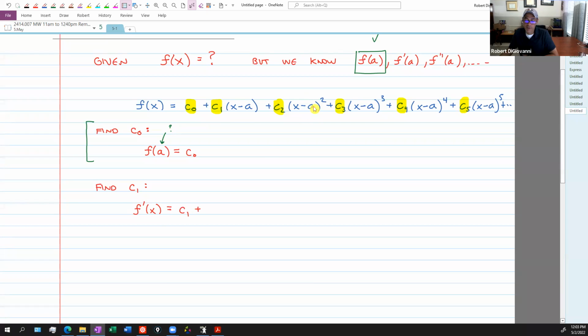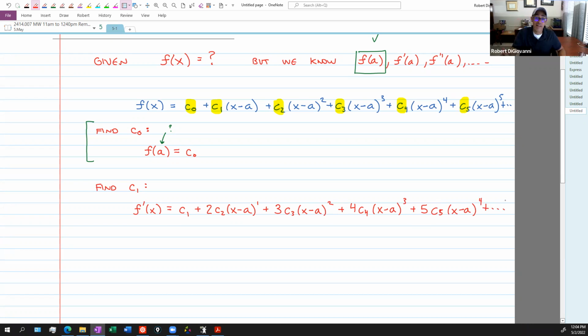Now, when you take the derivative of this, the two comes out: two C sub two, x minus a to the first power. Plus, now when you take the derivative of the next one, three C sub three, x minus a squared. Plus, now the four comes out, four C sub four, x minus a to the third. And then we'll do one more, five C sub five, x minus a to the fourth, plus dot, dot, dot.